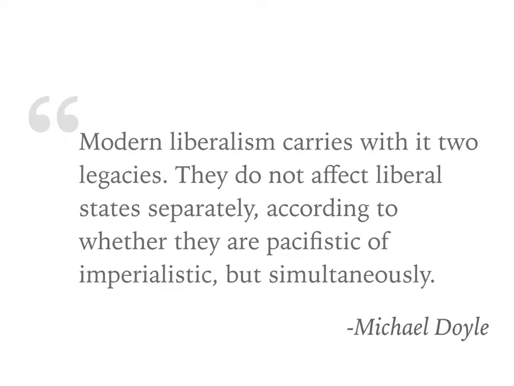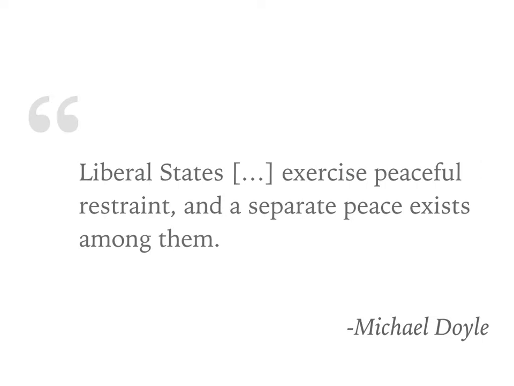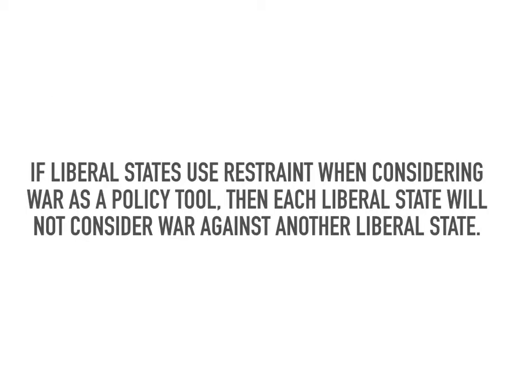You see, modern liberalism carries with it two legacies. They do not affect liberal states separately, according to whether they are pacifistic or imperialistic, but simultaneously. Liberal states exercise restraint, and a separate peace exists among them. Think about it this way: restraint is the ability to not use war as the first option. If liberal states use restraint when considering war as a tool, then each liberal state will not consider war against another liberal state. So let's say Canada and the United States get into an argument, and war for the United States is the 10th option in the list of options, and war for Canada is the 10th option in the list of options, well then neither country will go to war.